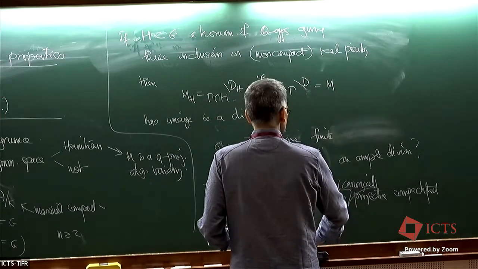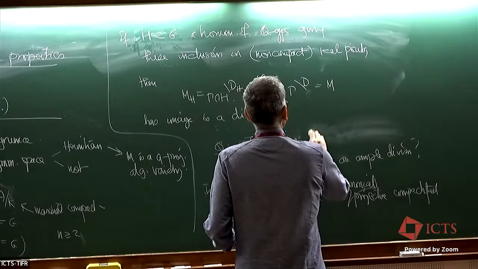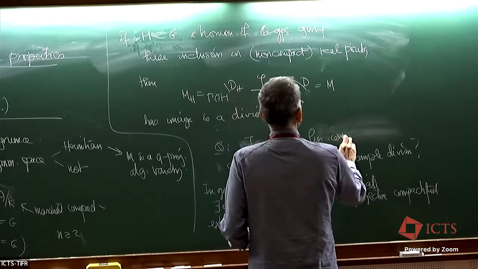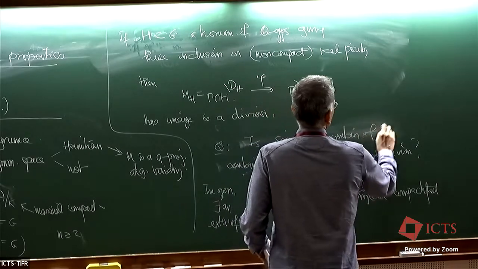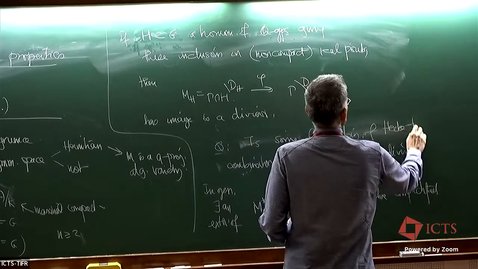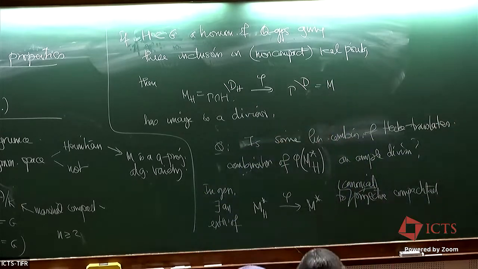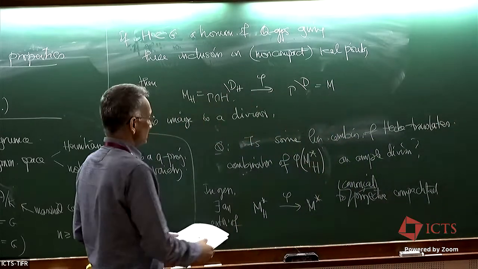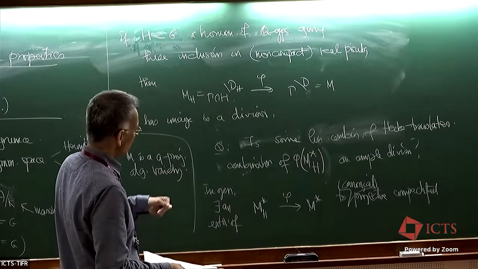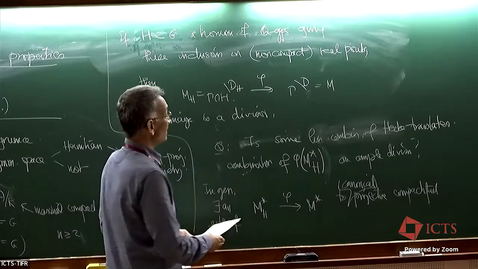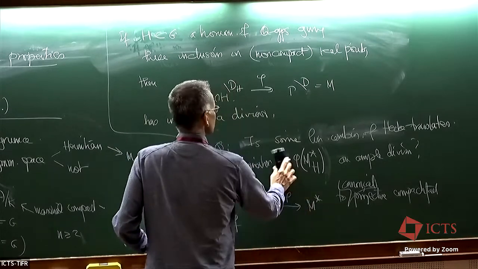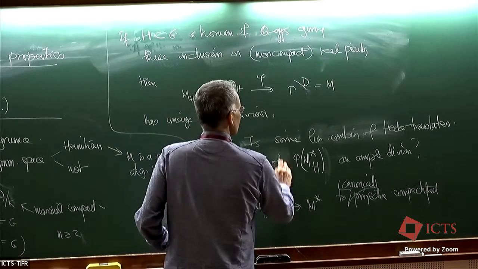I guess finite is probably unnecessary to say here. Of Hecke translates. So basically I have this divisor, I translate it around using the Hecke operators of G, and I ask: is some finite linear combination of Hecke translates of this thing an ample divisor?